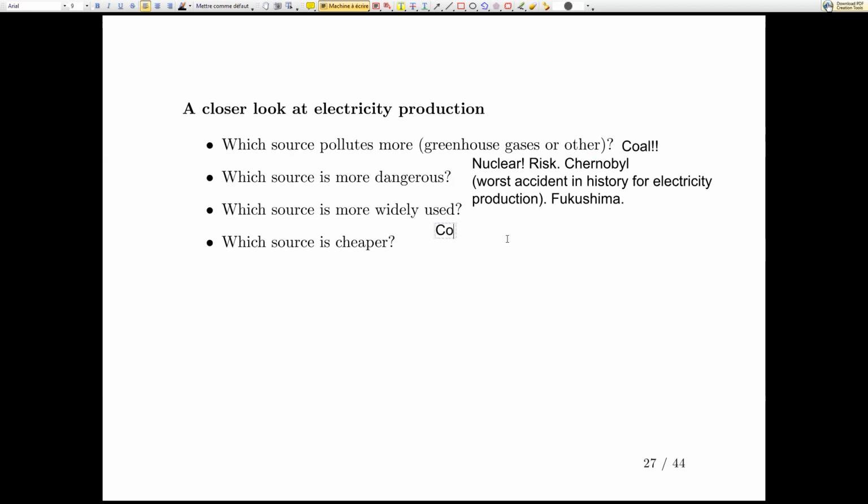Coal again. Yeah, that's the problem with coal, it's everywhere and it's very easy to dig from the ground. So which is cheaper? This is a tricky one because it's changing all the time. Yeah, solar is quite good. So solar is a good candidate, but it's complicated, as we are going to see.